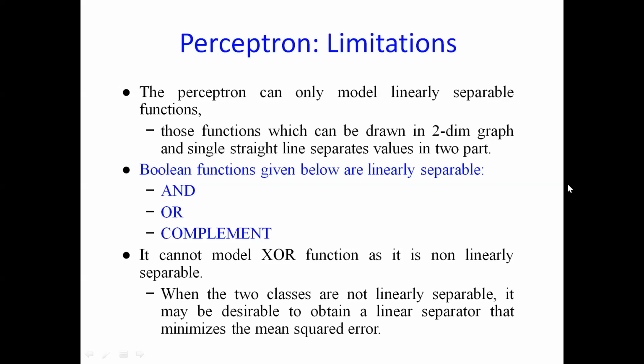The OR function can be treated as a linearly separable function, and that is why it can be classified by a perceptron neural network. Apart from the OR function, two more Boolean functions can also be solved by this perceptron, and those functions are also linearly separable. Those two functions are the AND function and the complement function. So what does this information tell us? That the perceptron neural network can only model linearly separable functions.